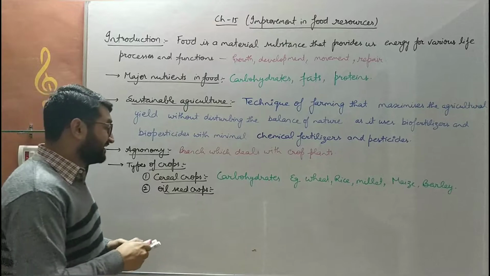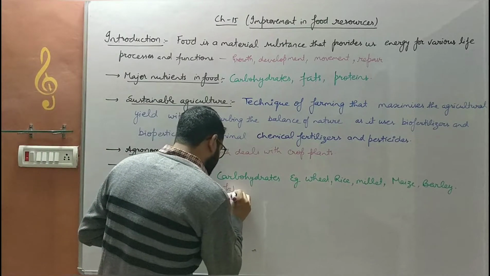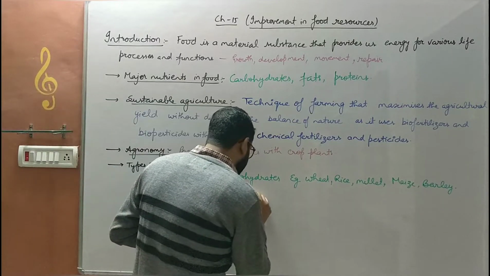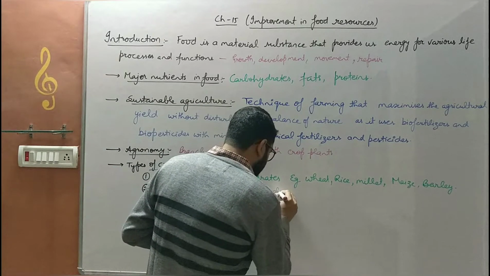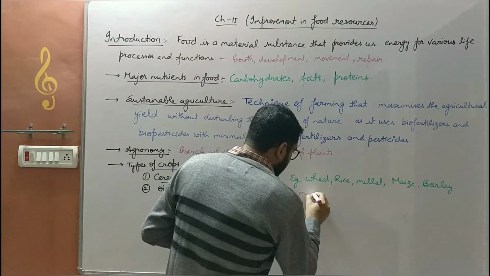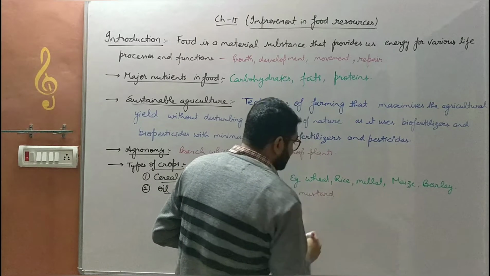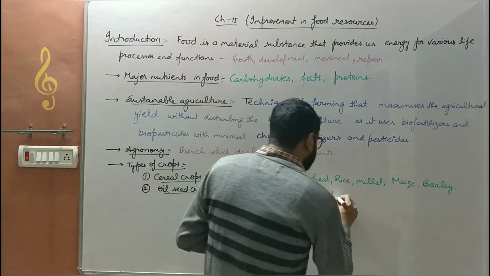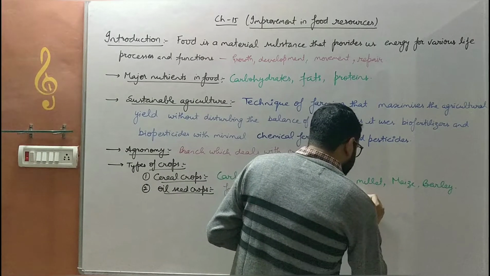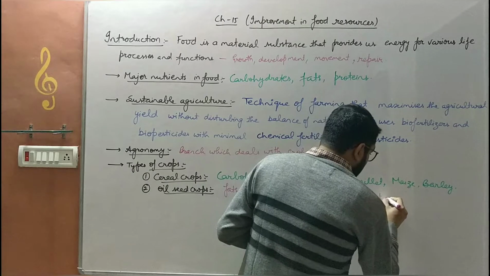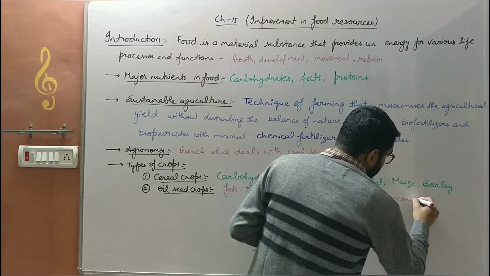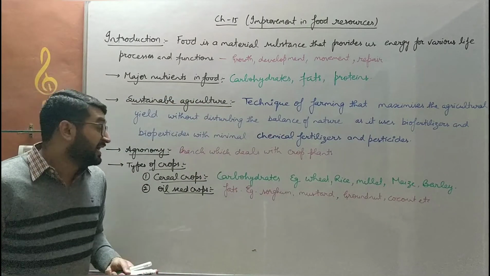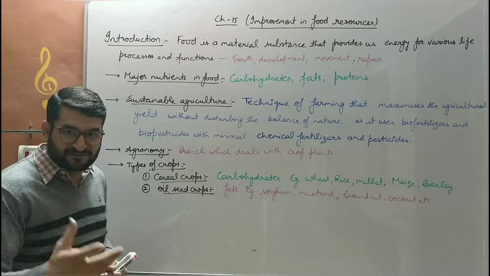These provide fats. Fat-rich crops, for example sorghum seeds, mustard. These are oil seed crops: groundnut, coconut, palm oil, etc. These are the crops which give us oil, and oil contains fat items, fats.